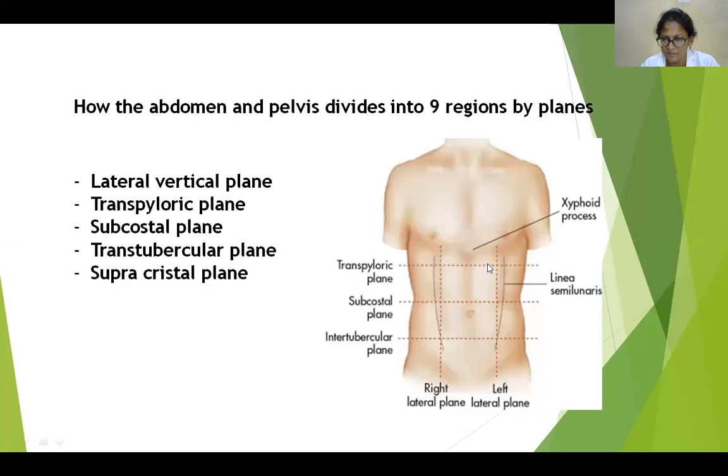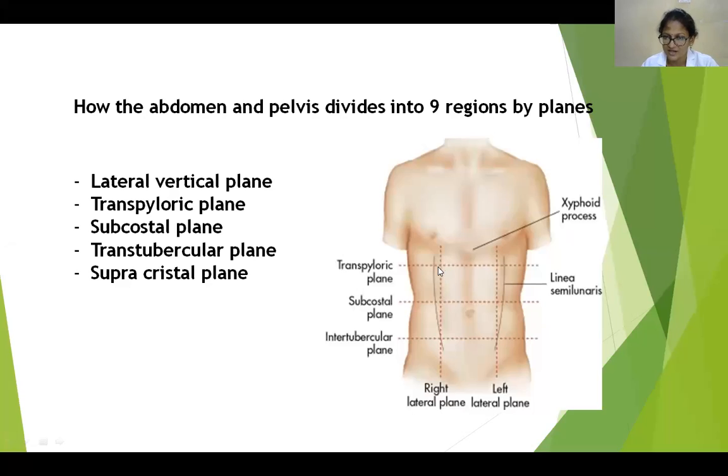We should draw a line. This line is called the transpyloric plane. It extends on either side from the tip of the ninth costal cartilage in front, whereas behind it reaches the level of the lower border of the L1 vertebra.